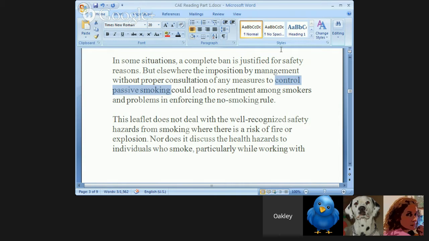Aretheli, do you agree? Do you have another idea? I think the paragraph is about agreement in control of passive smoking between workers and management. So it's like how to implement this policy. Okay. Maybe more like smokers and problems in enforcing.